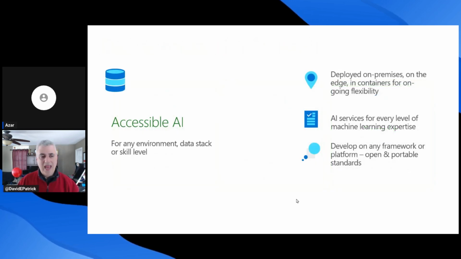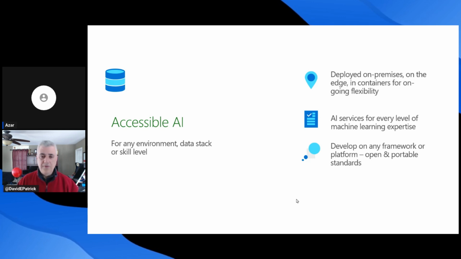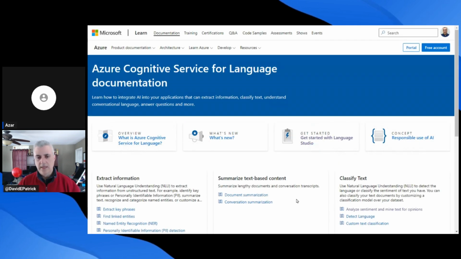We can do AI, like we mentioned, everywhere. On premises, there are some solutions to do just on-premises AI. People think AI has to be cloud only. That's not the case. There are some ideas for doing it on premises. Really, for every level of expertise and on any framework, it's open. There are portable standards. It really doesn't preclude anyone from participating.